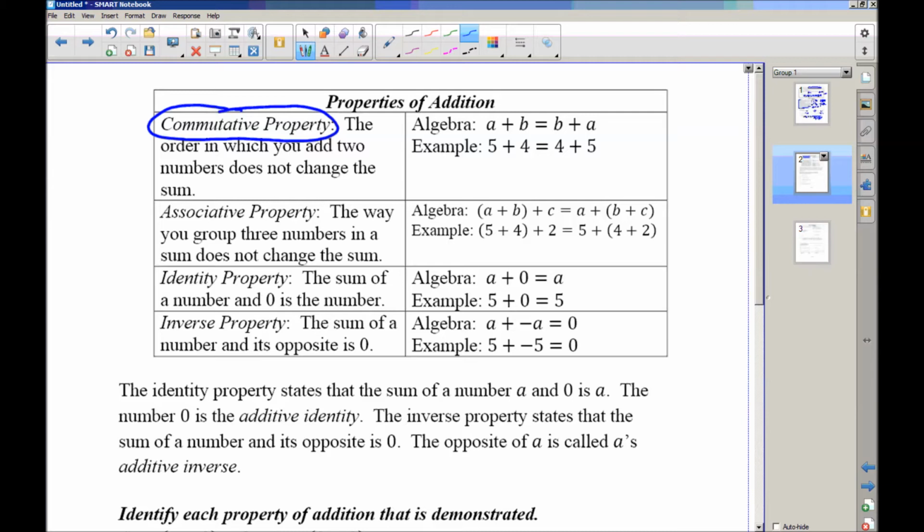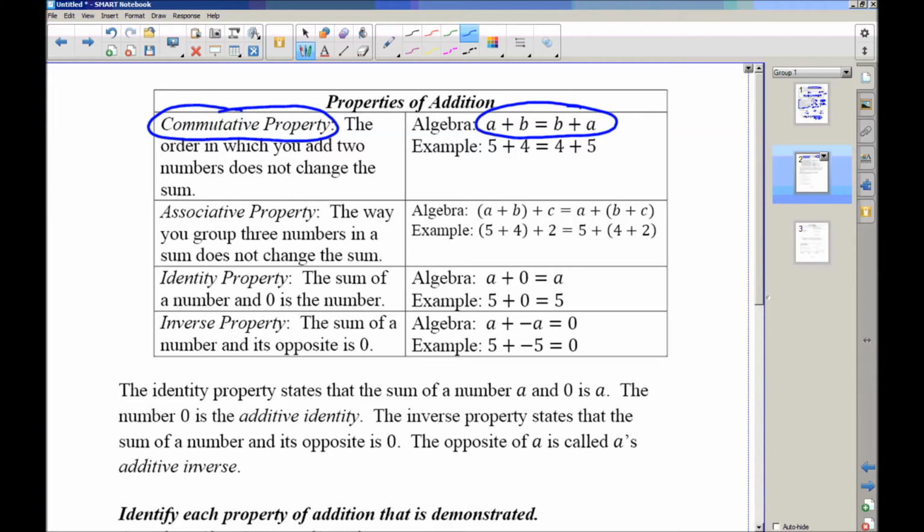So the commutative property says the order in which you add two numbers does not change. That's just what we were talking about on the last page. It doesn't matter in what order you add, you still get the same answer. So in algebra, that means using variables. We could write it like this: A plus B is the same as B plus A. So A and B could be any real numbers we feel like. We plug them in, and it's the same as if I added them in the opposite order.